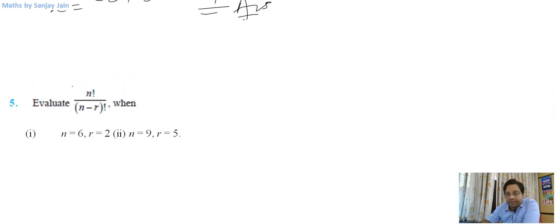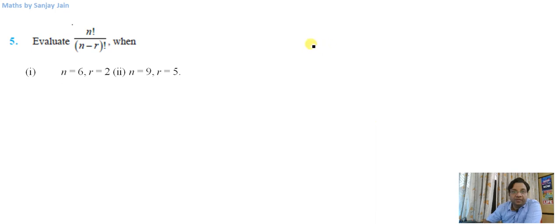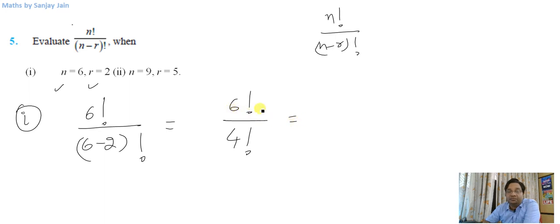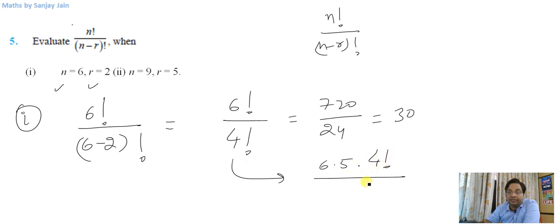Okay. So this is the next question. We need to evaluate this term n factorial by n minus r factorial. We are given different values of n and r. So the first part is n is 6, r is 2. So I have to calculate 6 factorial by 6 minus 2 factorial. That is 6 factorial divided by 4 factorial is what I need to calculate. You can simply place 720 by 24 here and then write 30, or another option is that you can say that 6 factorial is 6 into 5 into 4 factorial, and it is being divided with 4 factorial, so your answer will be 30.